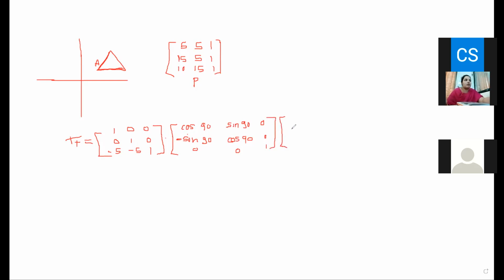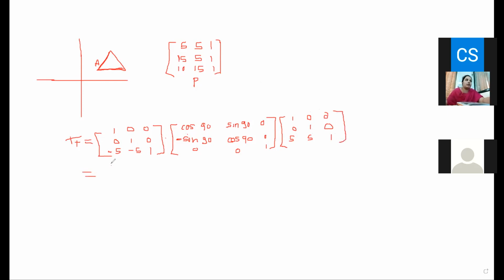And again, T translation inverse is shifting of this point to its original location A. So 1, 0, 0, 0, 1, 0. And now I will have, instead of -5, I will have +5, because from 0, 0, it should move to 5, 5. That means 5 units right, 5 units up. So I will have here 5, 5, 1.